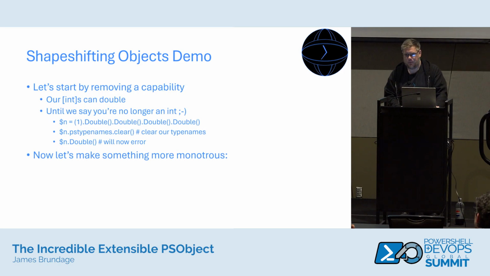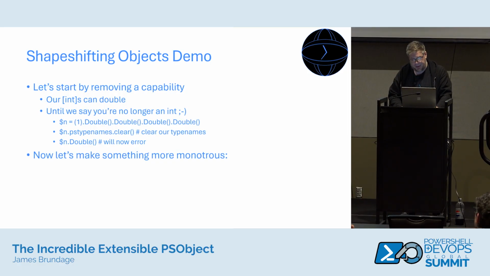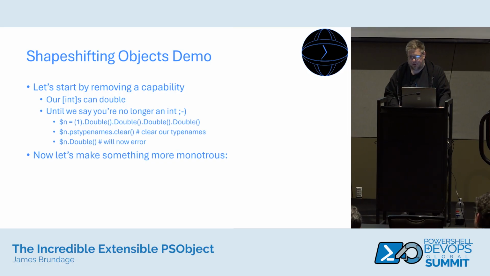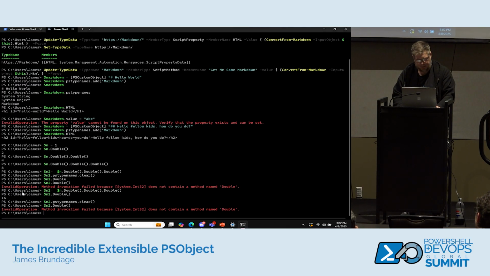Now let's make something more monstrous. And this one I actually did include in my slide deck notes, but we're just going to kind of have some fun with it. It is a follow-up to what was the end of last year's Mastering and Making Modules talk. We're going to make a man bear pig. So let's talk about our shape-shifting man bear pig.